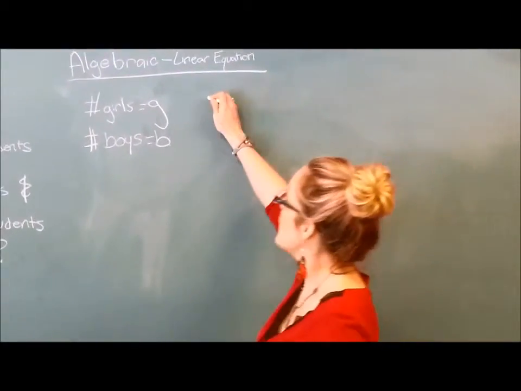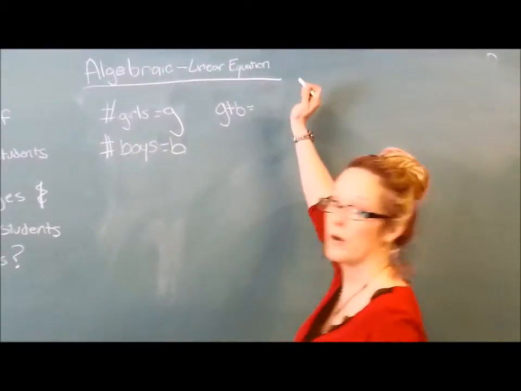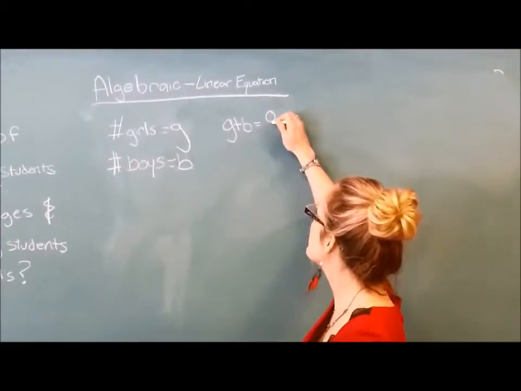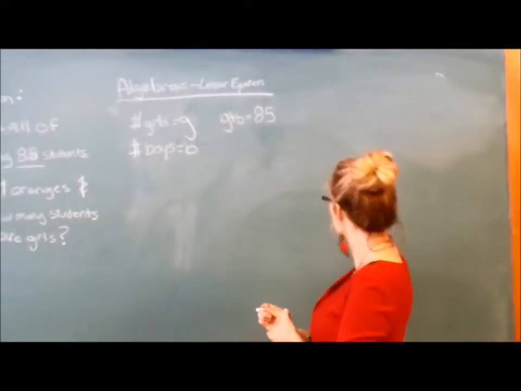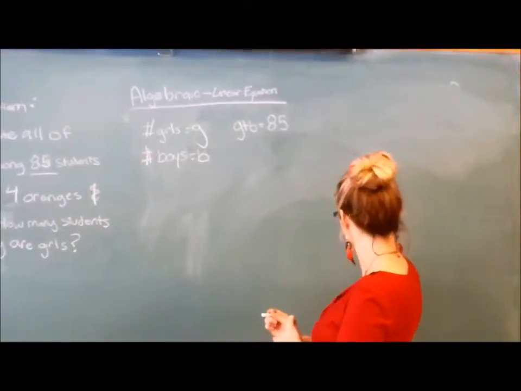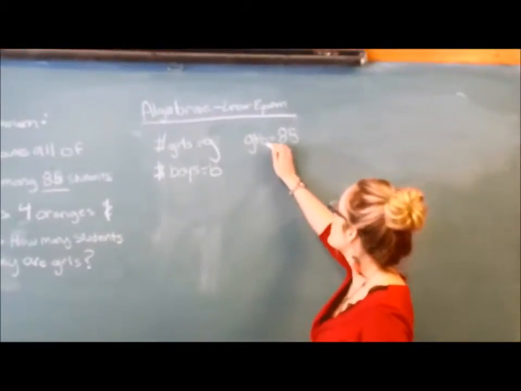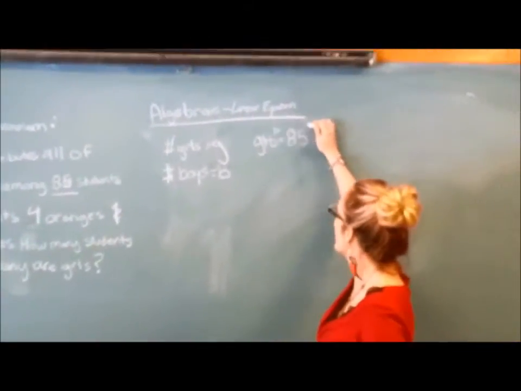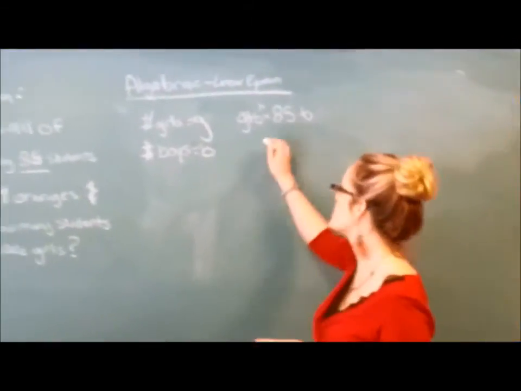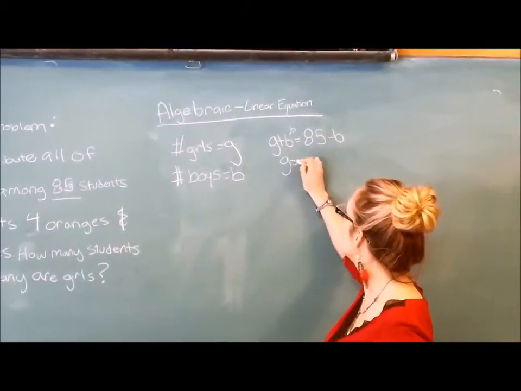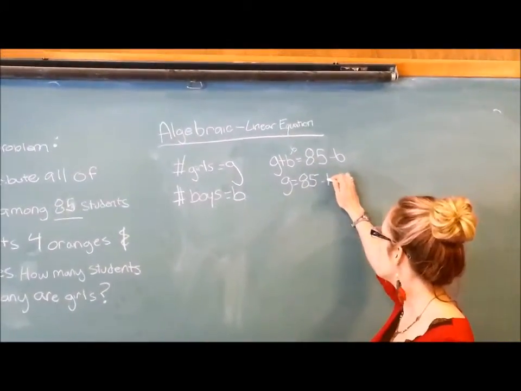We know that G plus B equals 85, because we have 85 students. Let's get this G by itself. So we subtract B here, because we have to do it to both sides of the equation. We have G equals 85 minus B.